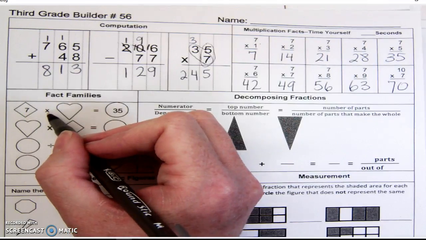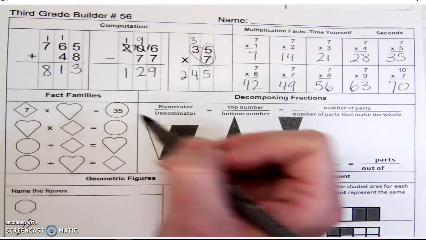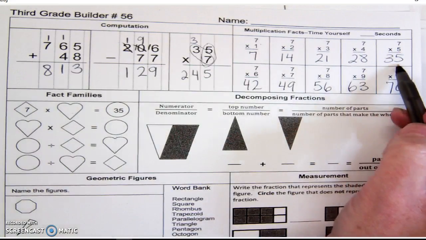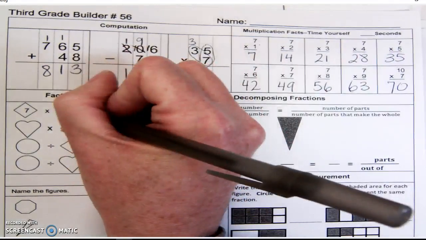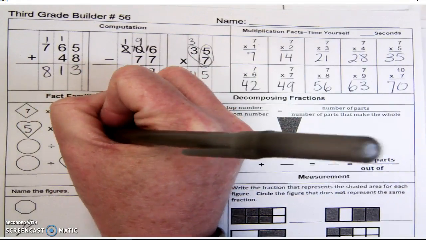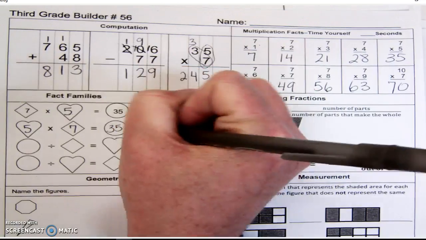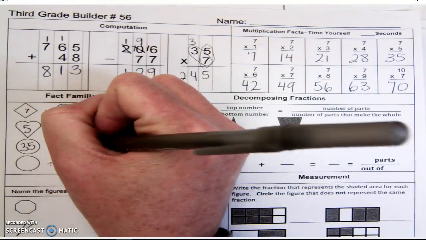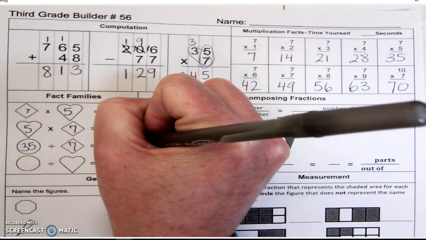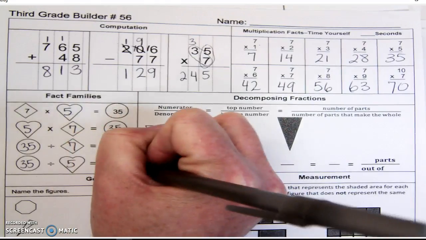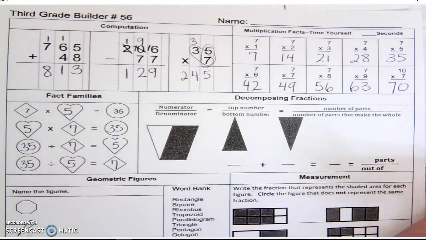Okay, 7 times blank equals 35. 7 times 5 equals 35. Put the 5 in this heart. 5 times 7 equals 35. Take my 35, put it here. 35 divided by 7 equals 5. And 35 divided by 5 equals 7.